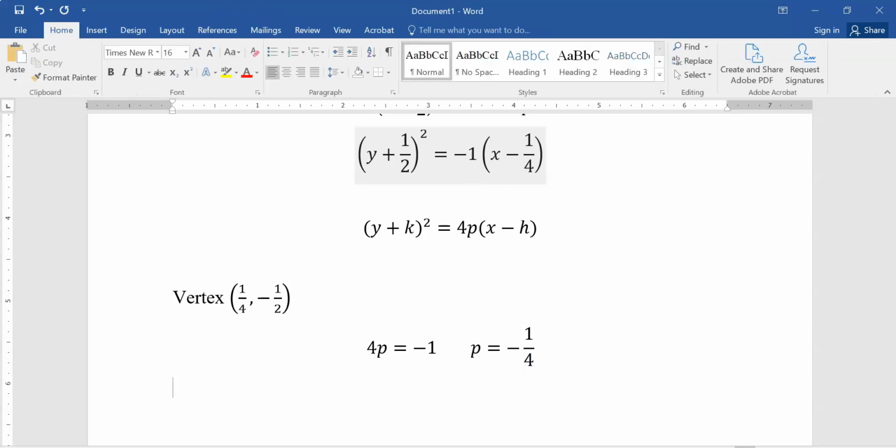And we know that the focus has to be -1/4 units away from the vertex, and also the directrix has to be -1/4 away from the vertex, or I guess +1/4 away. So the question here is, now that we have this, which way do we move to hit the focus? Should we add 1/4 to the x value? Should we subtract 1/4 from the x value? Should we add 1/4 to the y value, or subtract 1/4 from the y value to hit the focus?